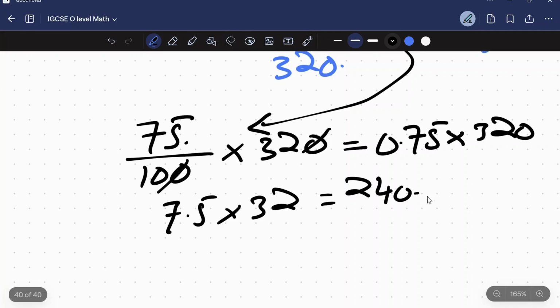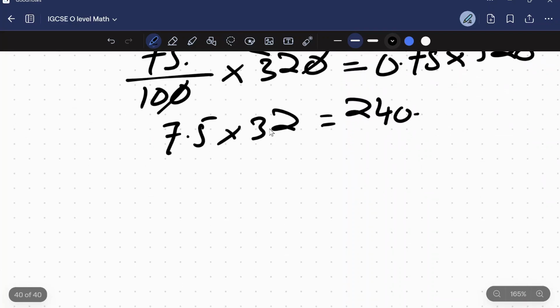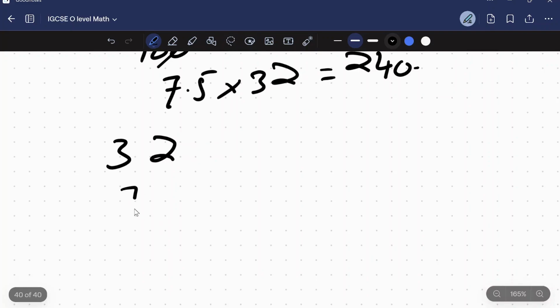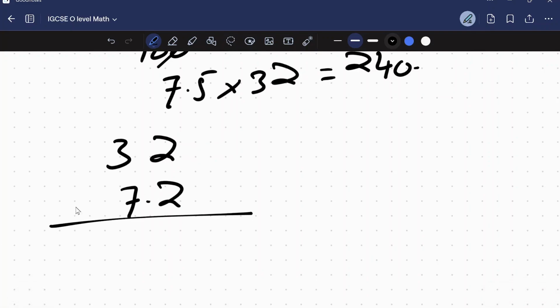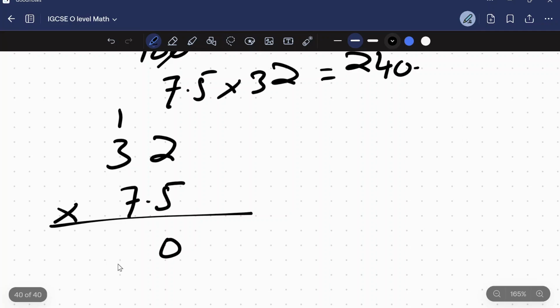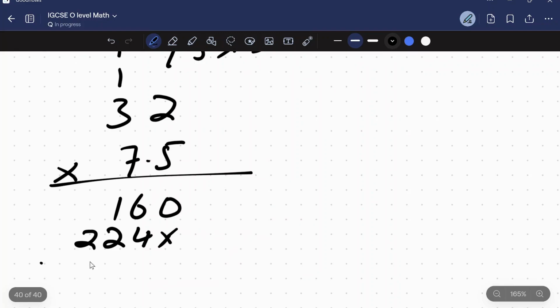In case you are curious about how we multiply decimals with a number the typical way, if you are not allowed to use the calculator, let's see how we do this. 7.5 multiplied by 32. Let's first multiply with 5. 5 2s are 10, so here we got 0, carry 1. 5 3s are 15, 15 plus 1 is 16. Then we put a cross here. 7 2s are 14, 4 here, 1 carry. 7 3s are 21, and then plus 1 is 22. And we're going to add all of them.